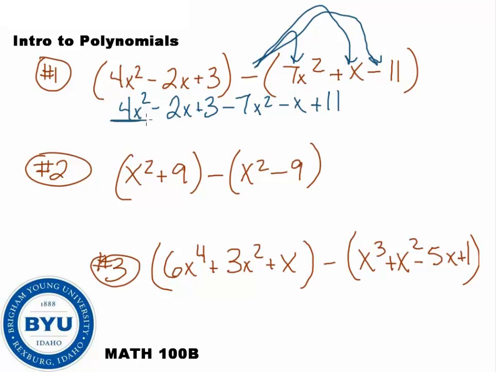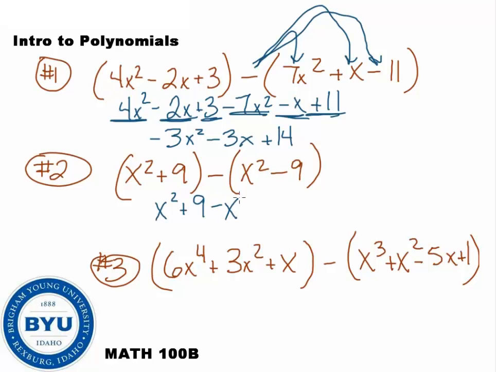I then combine the like terms, x squareds with x squareds. 4 minus 7, that's negative 3x squared. Negative 2x minus x, that's negative 3x. And 3 plus 11 is 14. Okay, good. Again, distribute the negative here. x squared plus 9 minus x squared plus 9. So x squared minus x squared, those cancel out. 9 plus 9, you just get 18 on that one.